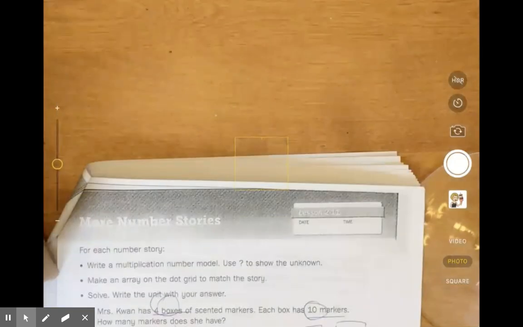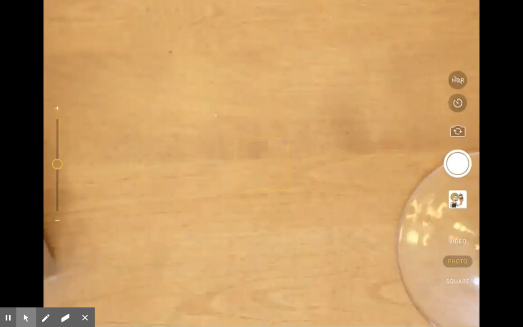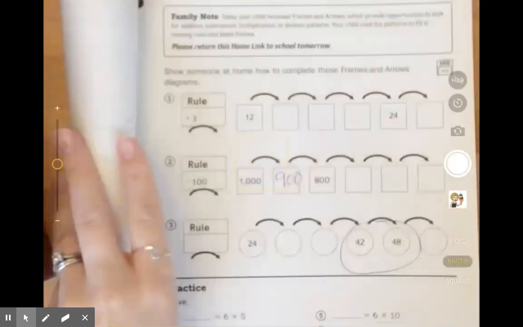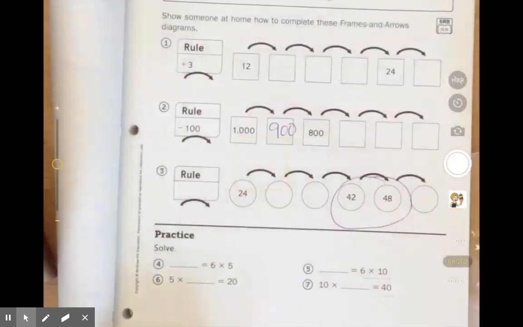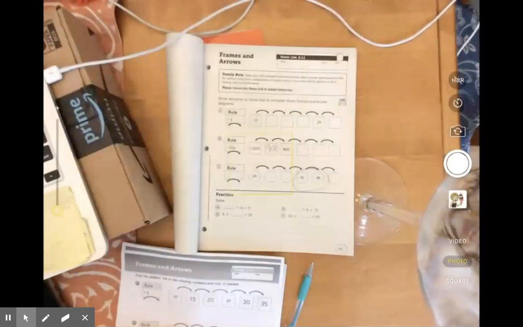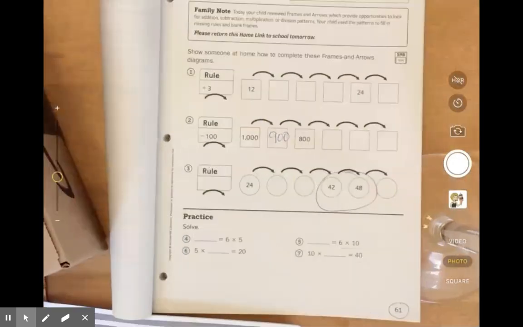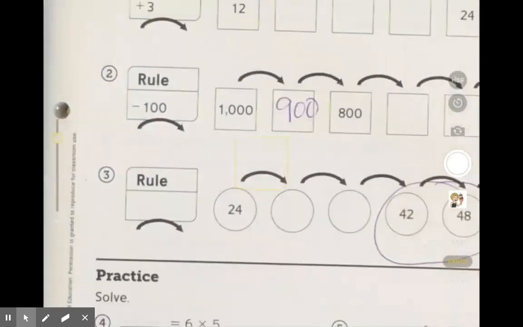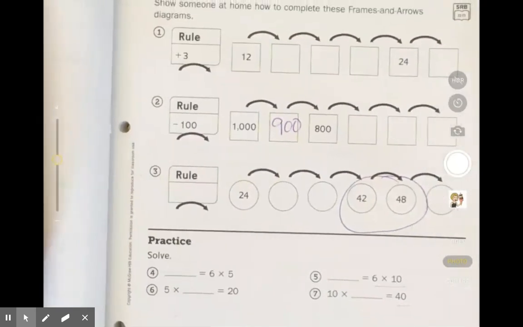Oh, your home link. Our home link today looks just like the frames and arrows that we did earlier. It looks like I'm frozen again. Nope, there it is. All right. Oh, sorry, friends. There we go. Alrighty. Oop, now I'm zoomed in too much. Technical difficulties. All right, there we go.